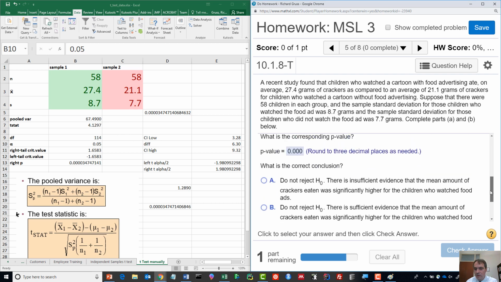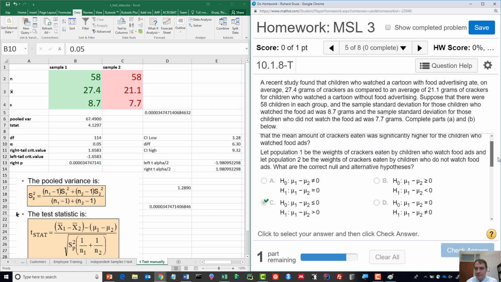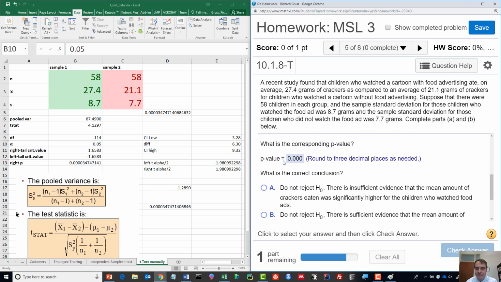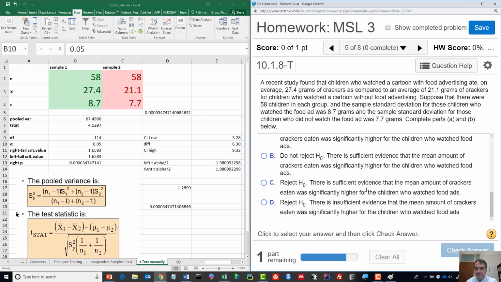So we are going to reject if there is a p-value that's less than 0.05, and this is definitely less than 0.05, so we're going to reject. And the reject means that there is sufficient evidence that the mean was significantly higher for the children who watched the food ads. So we'll reject that.